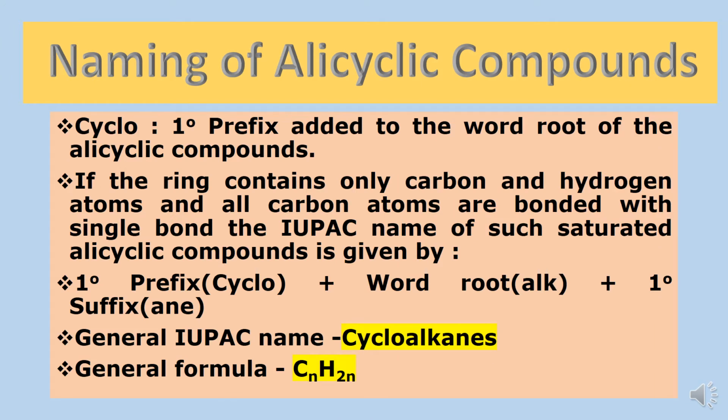So alicyclic compounds are given the parent name as alkane if they are saturated, or if they are unsaturated then alkene and alkyne, with the inclusion of one primary prefix, cyclo. It's very important to remember the name is the same as given in unsaturated and saturated hydrocarbons, except for this difference of prefix which is to be added in cyclic compounds as cyclo. So all saturated rings having alicyclic structure are classified as cycloalkanes, and they have a general formula CnH2n.